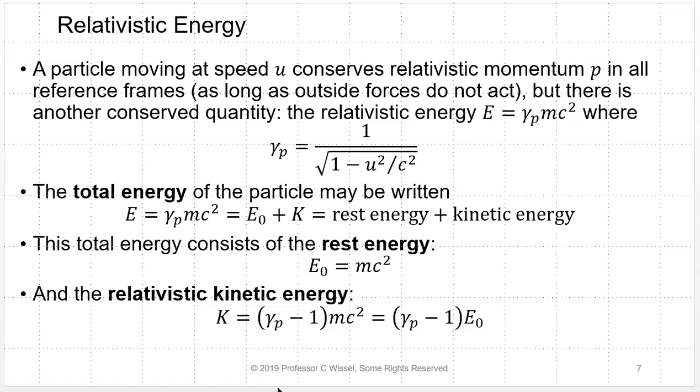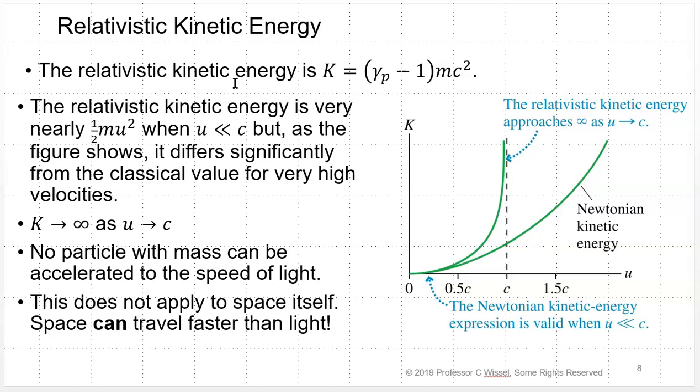The total energy then consists of the rest energy, E naught equals mc squared, and the relativistic kinetic energy, which is K equals the quantity gamma p minus 1 times mc squared. So it equals the quantity gamma p minus 1 times E naught. Now the relativistic kinetic energy is very nearly 1/2 mu squared when u is much less than c. And as the figure shows, it differs significantly from the classical value at very high velocity. It actually approaches infinity as u approaches c.